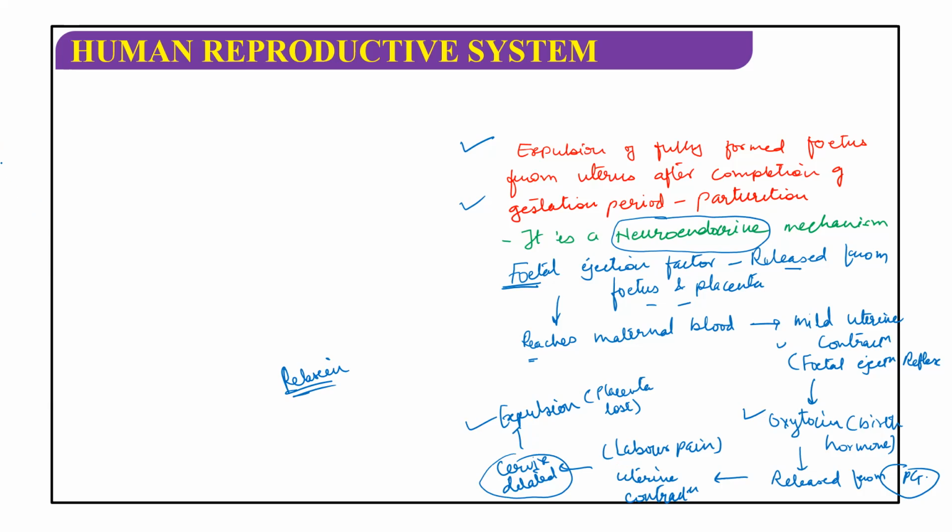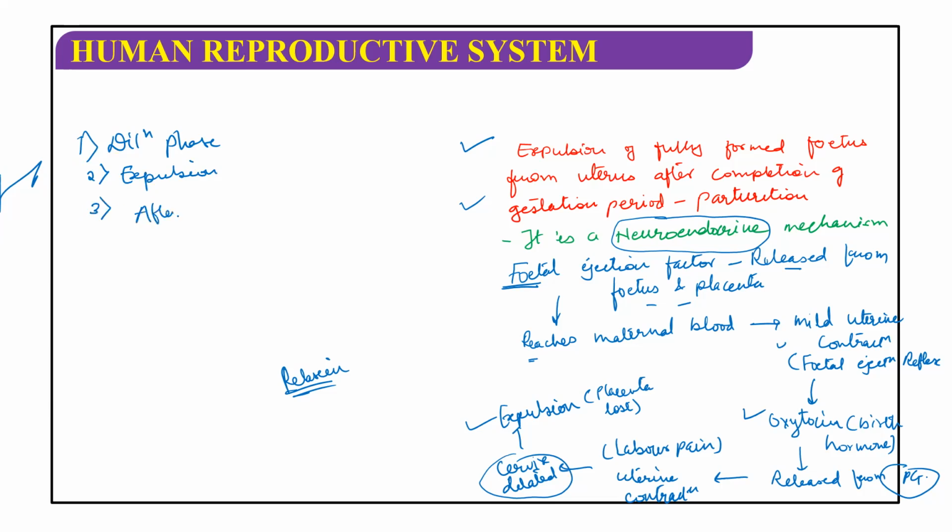The first is the dilation phase. The second phase is the expulsion stage. And the third is after birth.